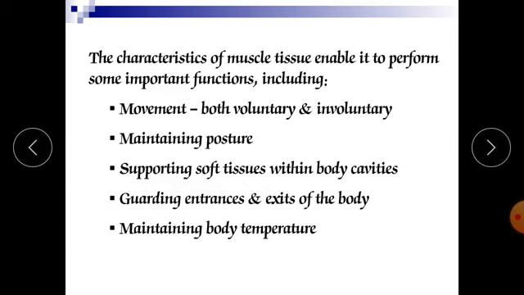The characteristics of muscle tissue enable it to perform some important functions. The muscles have some important functions that we will discuss one by one. The first important function is to do movement, voluntarily or involuntarily.